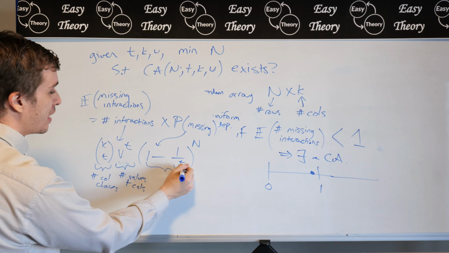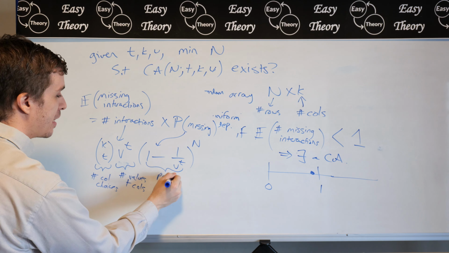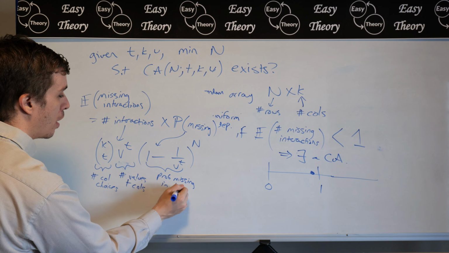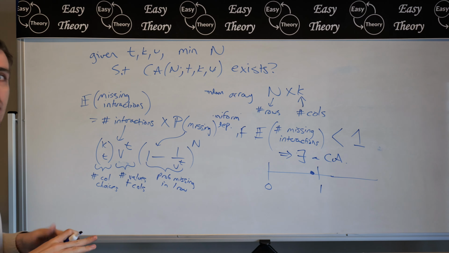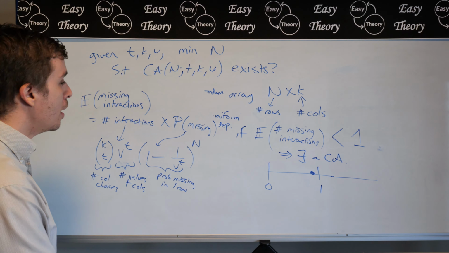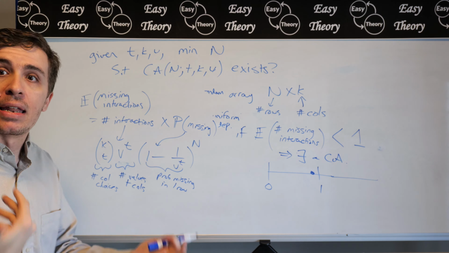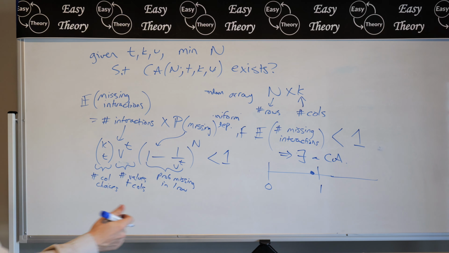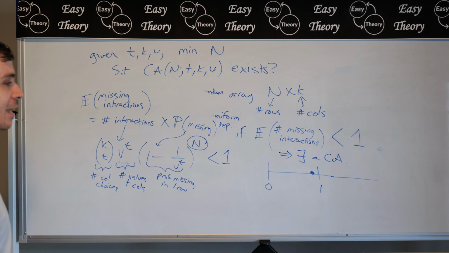So the 1 minus 1 over v to the t, that's the probability that some interaction is missing in one row. And the n power, because every row is chosen exactly the same over the same distribution, we can just take it to the power n and then we're done. And then we just solve for when this is less than 1. All you have to do is now just solve for this n thing upstairs.